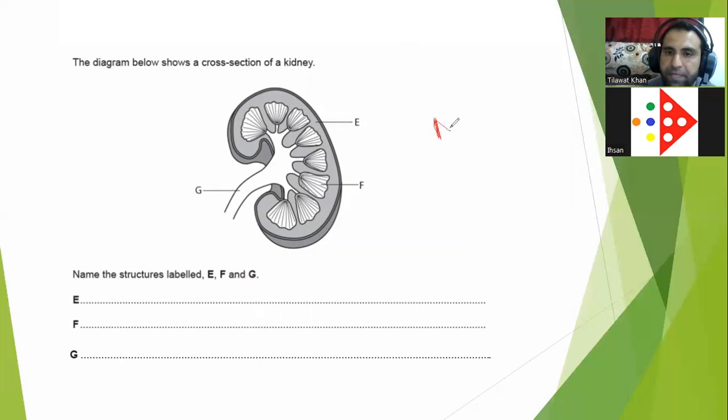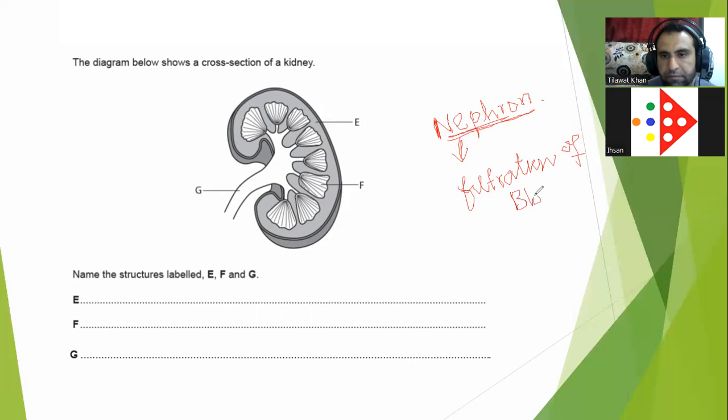The basic unit of kidney is called nephron, right? Millions of nephrons are there, right? So what is the function of nephron, please? Filtration of blood from metabolic waste. Could you give me any example of metabolic waste that are filtered by the kidney? Urea, right? Good.